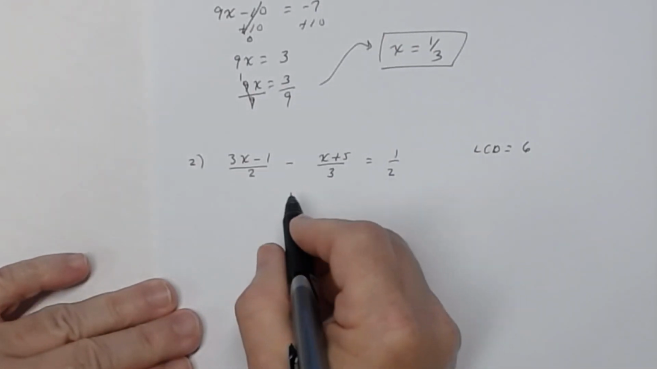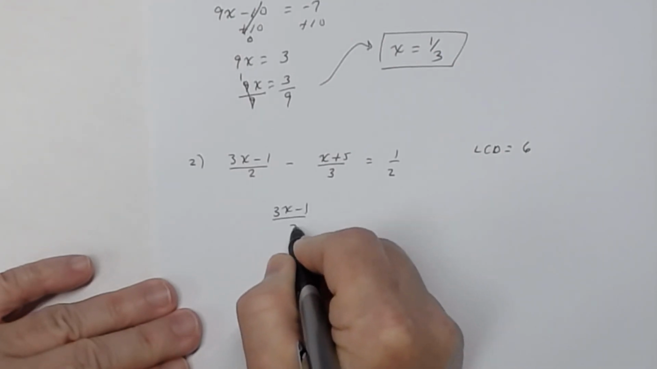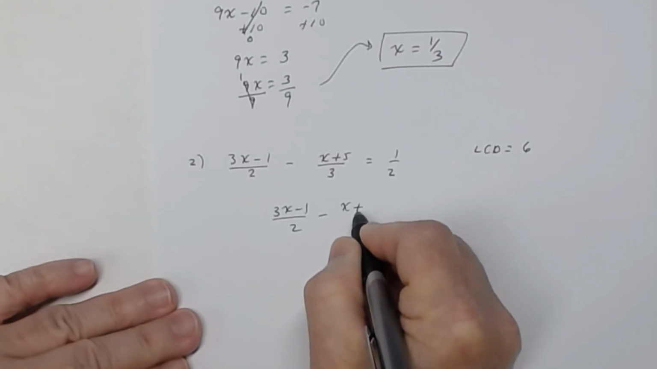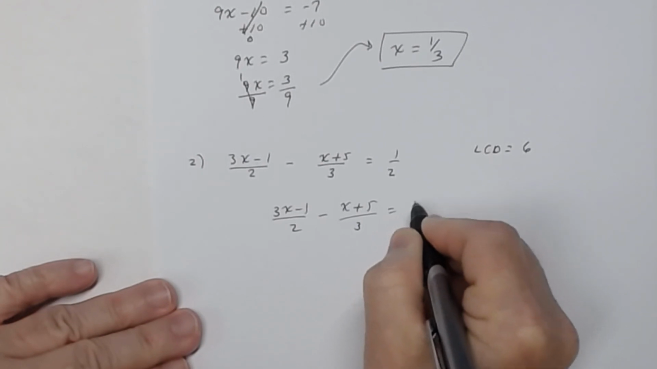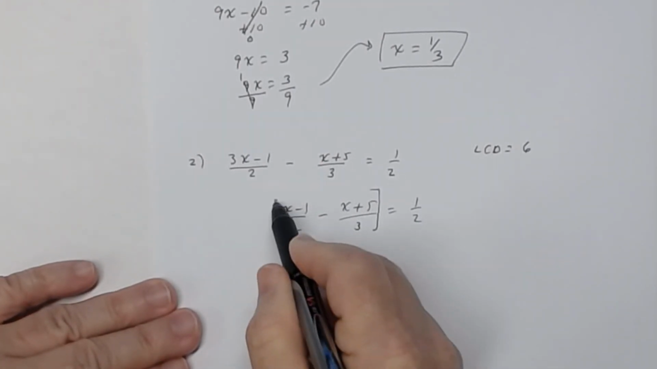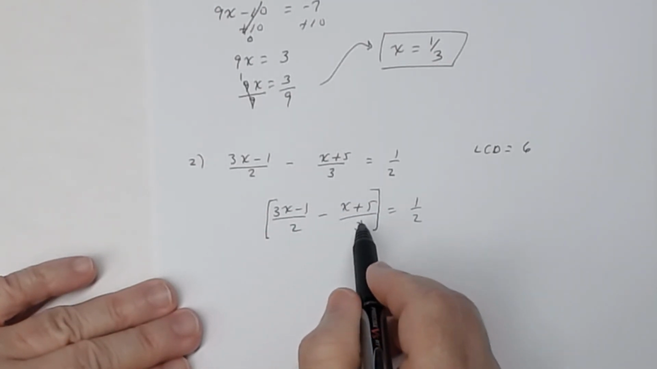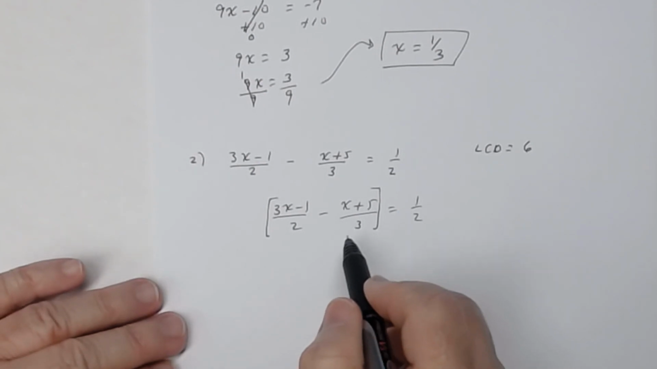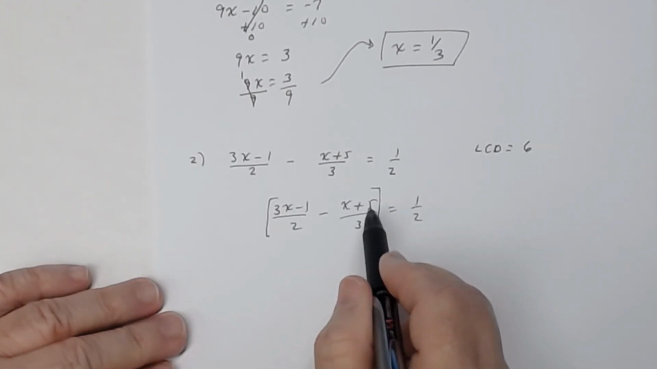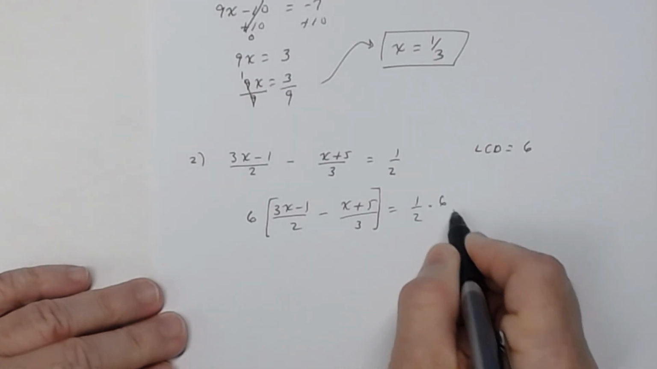So I'm going to go ahead and rewrite this left-hand side over. So we have 3x minus 1 divided by 2 minus x plus 5 divided by 3 equal 1/2. And so I'm going to multiply both sides by 6. Now notice I'm enclosing the left-hand side in brackets or parentheses. I'm going to use brackets here because I have more than one fraction. So I'm going to say times 6 and then times 6 here.